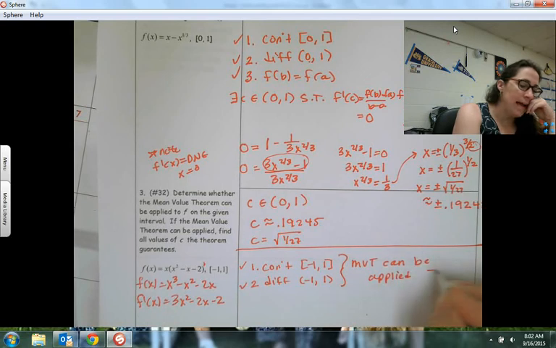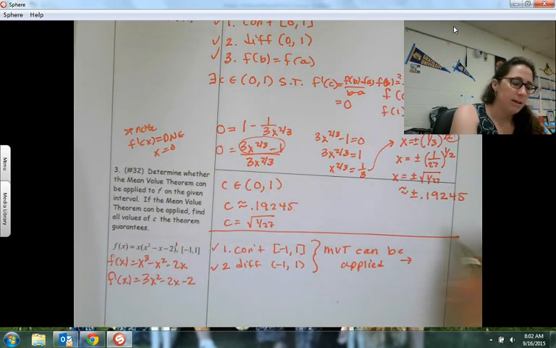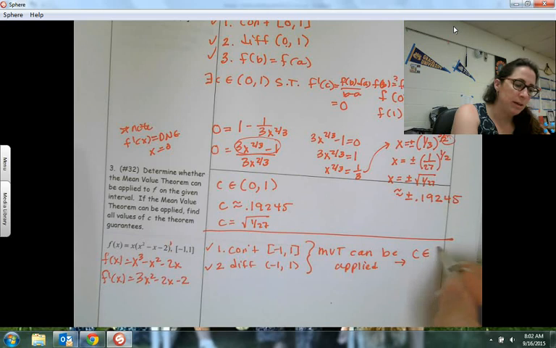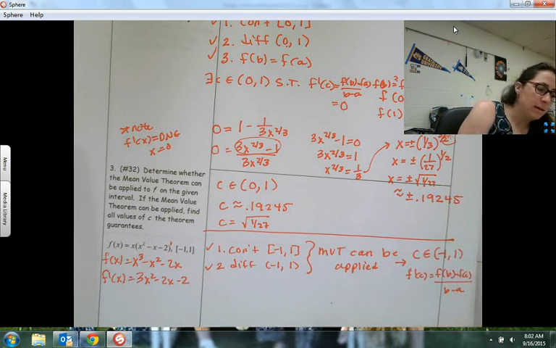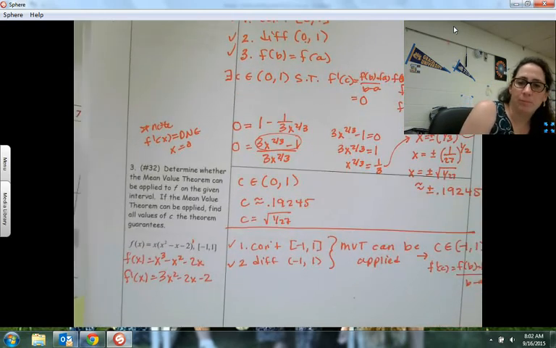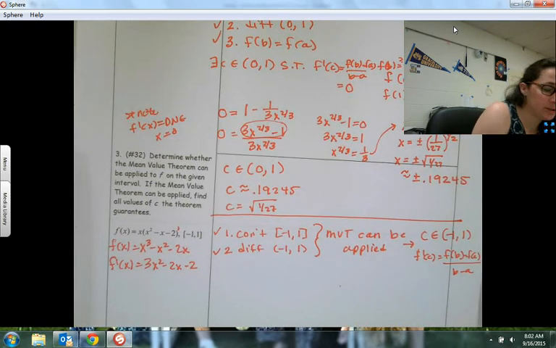And in fact, what does the mean value theorem say? That there's going to be some c belonging to the open interval from -1 to 1, where f prime of c equals f of b minus f of a over b minus a. Okay, so let's go do that now. So that was just checking off the conditions.